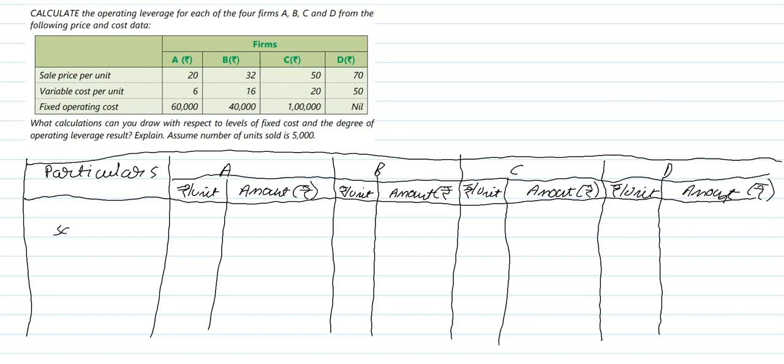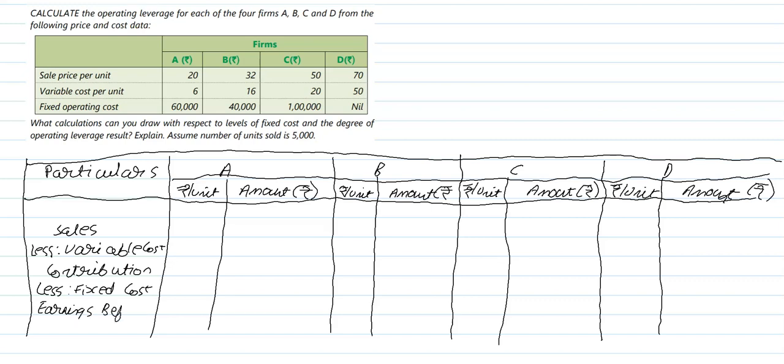Now, going forward, we have sales less variable cost. Variable cost, that gives us contribution. Less fixed cost, which gives us earnings before interest and tax, which is EBIT.